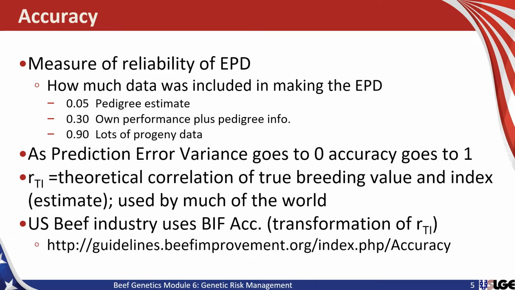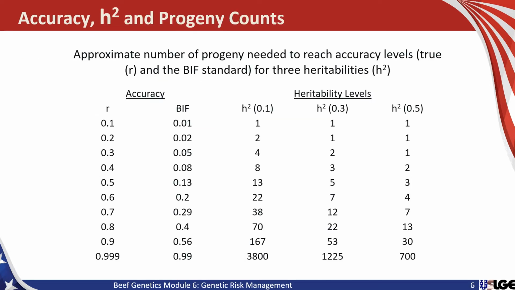But here in the United States and in some cases in Canada, accuracy is reported on what's called the BIF accuracy scale, and it's a transformation of traditional accuracy such that changes in accuracy form linear changes in possible change values. We'll talk about possible change later, and this relationship will become less opaque. For more information on BIF accuracy, you can visit the Beef Improvement Federation guidelines at the web link below. We'll talk more about possible change in just a moment.